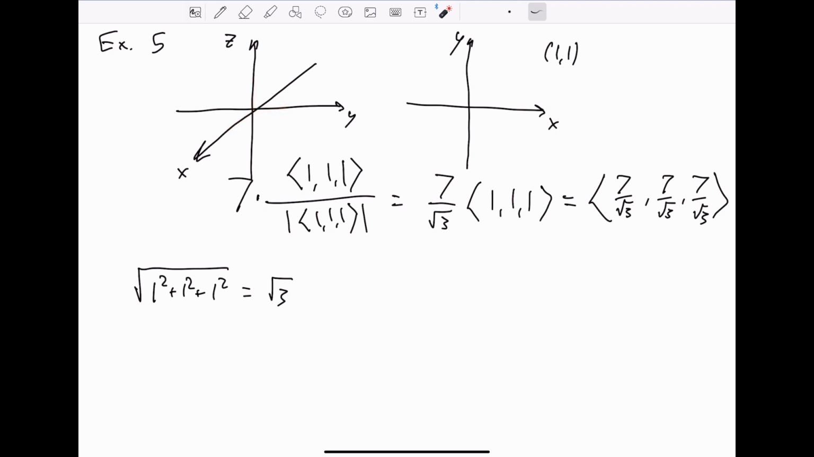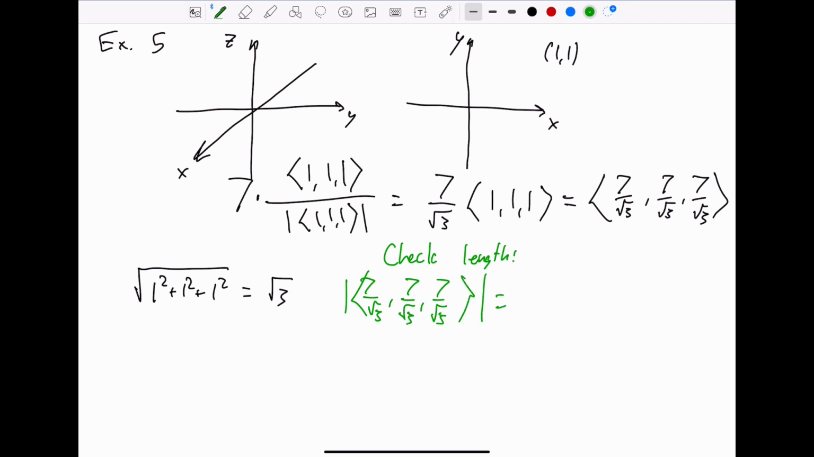And let's just double check to make sure that we got a length 7 vector. Let's check the magnitude here. We want to find the magnitude of the vector 7 over square root of 3, 7 over square root of 3, 7 over square root of 3. So we'll square all of these components and take the square root of the result. So if we square 7 over square root of 3, that's 49 over 3. And then add that to 49 over 3 plus 49 over 3.